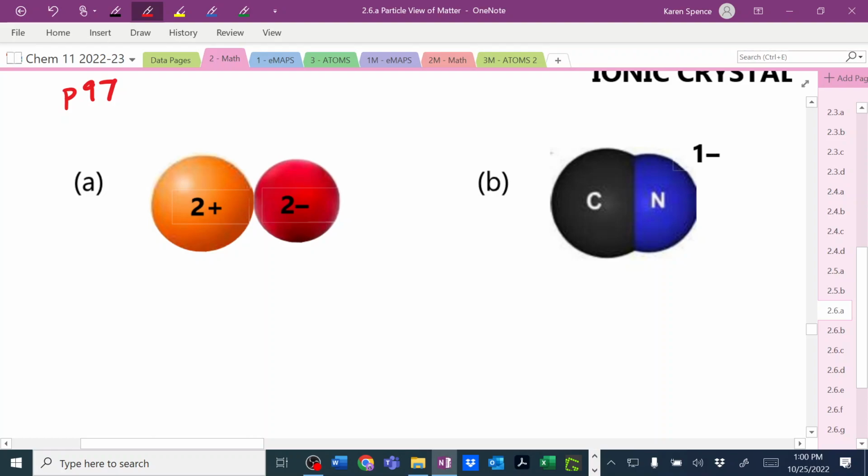Here I have a thing that is made of a 2 plus and a 2 minus. What is that? That is a formula unit. Here I have a carbon attached to a nitrogen, and the whole thing has a -1 charge. What is that? That is an ion. The difference between a formula unit and an ion is that the formula unit contains 2 different ions of opposite charges that balance each other out to give you the net charge equal to 0.